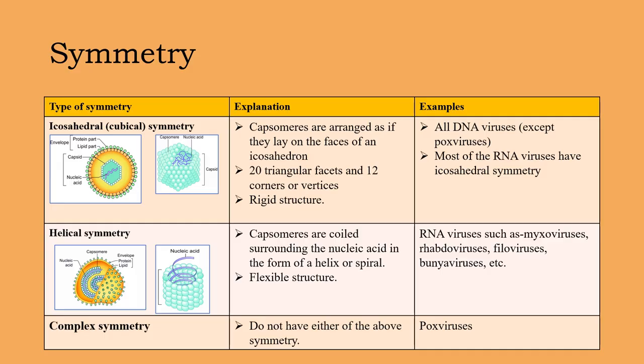The next one is helical symmetry, where the genetic material is in the center and the capsomeres are coiled around the nucleic acid. Some of them can also have a complex symmetry.